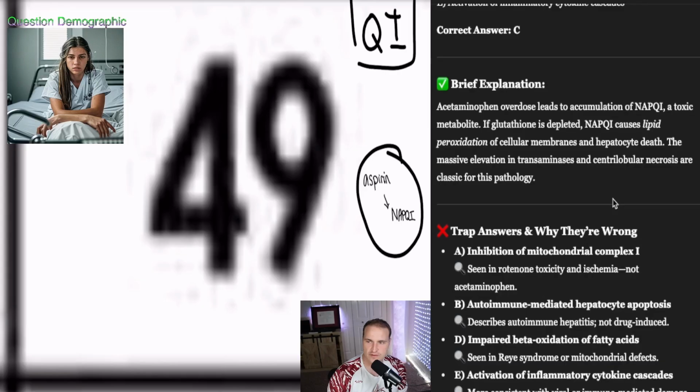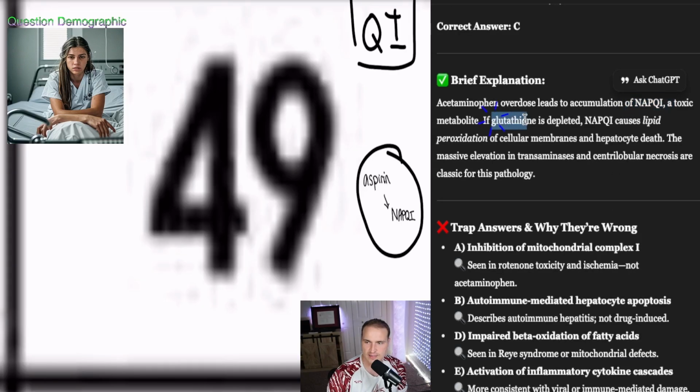This is acetaminophen overdose. Accumulation of NAPQI, a toxic metabolite. Glutathione is depleted. NAPQI causes lipid peroxidation and cell death. So acetaminophen overdose is actually the most common cause of acute liver failure in the United States. And usually they have a normal exam.